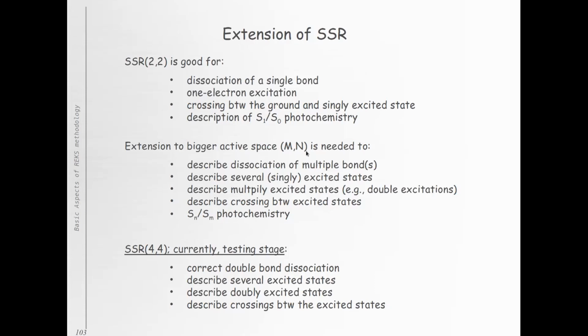Okay, we have already seen that even the simplest methodology with 2 electrons in 2 active orbitals provides a good description of many interesting situations important for describing dissociation, chemical reactions, of course, involving dissociation of chemical bonds, 1 electron excitations, and crossing between the ground and excited electronic states.